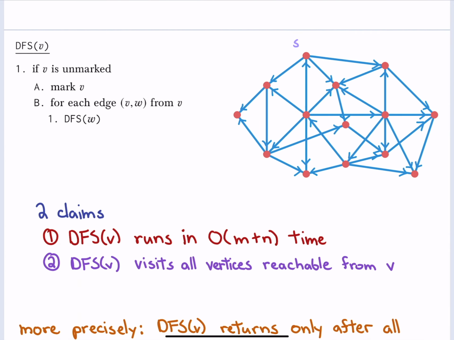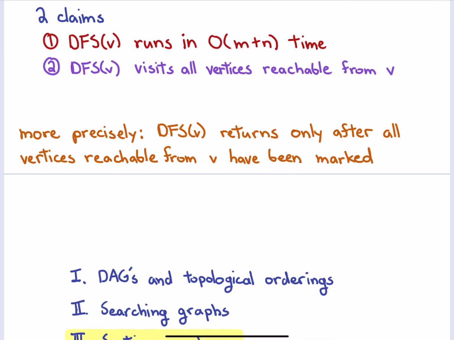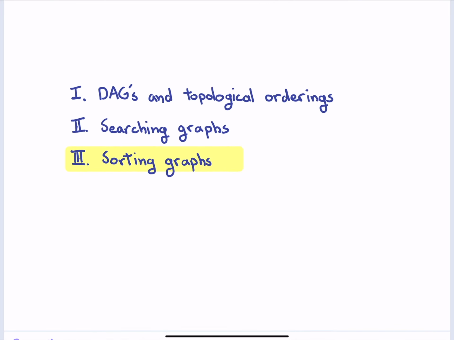Good. So those are just some basic facts. In fact, we could have refined that argument a little bit more, where you can just trace the path and see that DFS of V also only returns after all the vertices reachable from V have been marked. All right. Fine. That's in part 2.